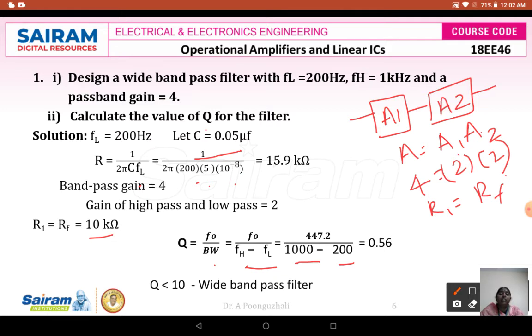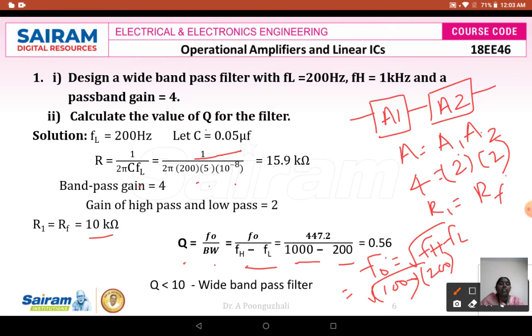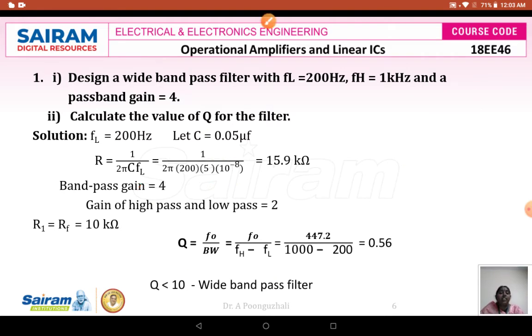To calculate your F0, F0 is equivalent to square root of FH into FL. So that is nothing but square root of 1000 into 200. If we find it out, the value is going to be 447.2. That is equivalent to 0.56. So from this we can observe that the Q value is going to be less than 0.56. That means Q is less than 10, and less than 10 means it is a wide bandpass filter. So we have designed a wide bandpass filter there.